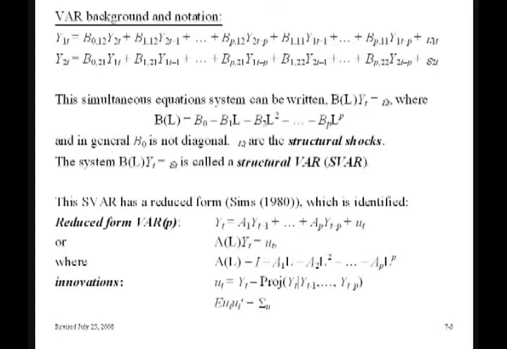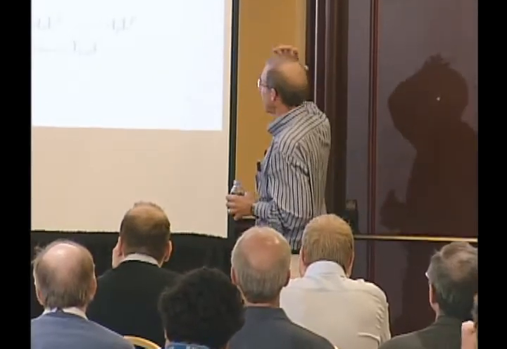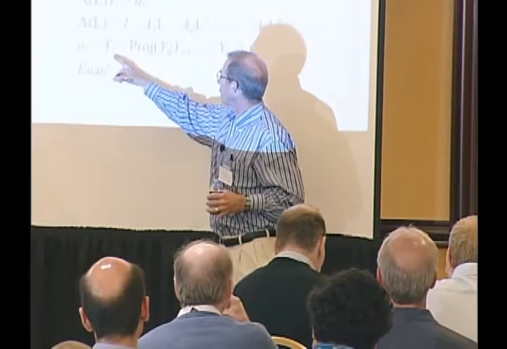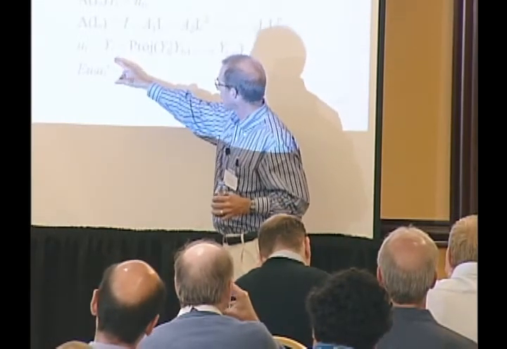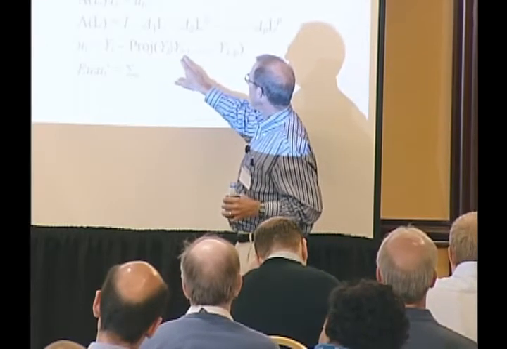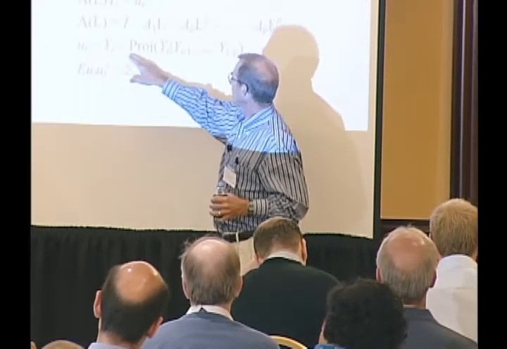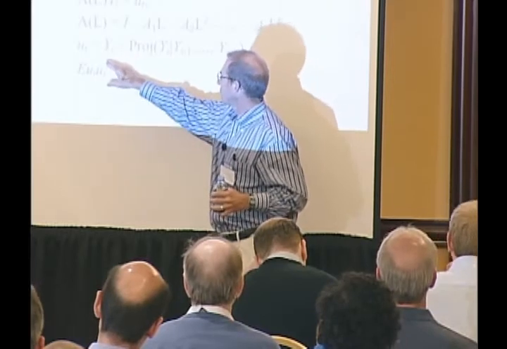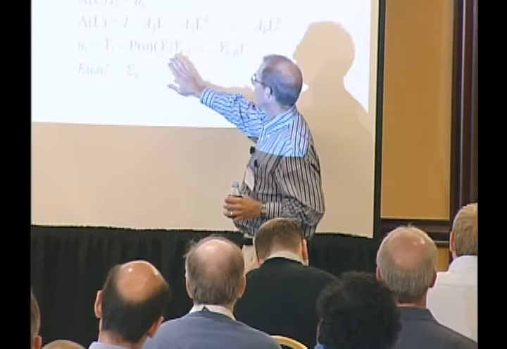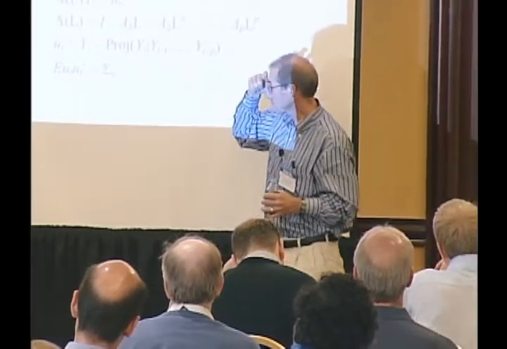You can think of it in a number of different ways. I'm going to think of all of this as not necessarily being IID errors. You can think about that in a structural sense, or you can think about this as just being the population residual from projecting y_t on y_{t-1}. So this equation is correct. Okay. And then sigma U is the covariance matrix of these reduced form VAR errors.